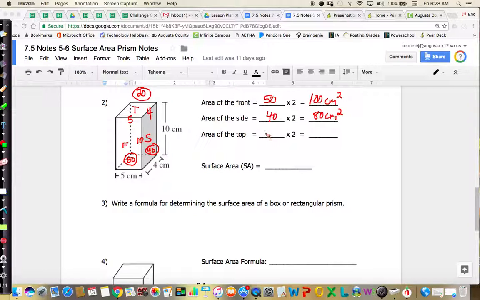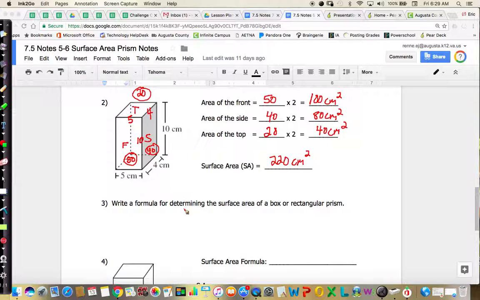And then come over here. The area of the top is 20, but there's a top and a bottom, so I'm going to multiply by 2, and I get 40 centimeters squared. So surface area is the total area of all the surfaces, so we're going to add these three numbers up, and I get 220 centimeters squared.